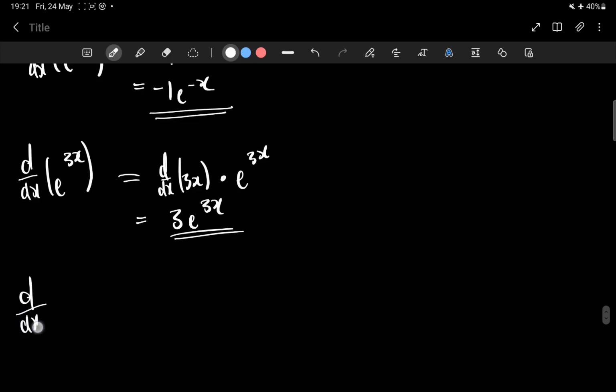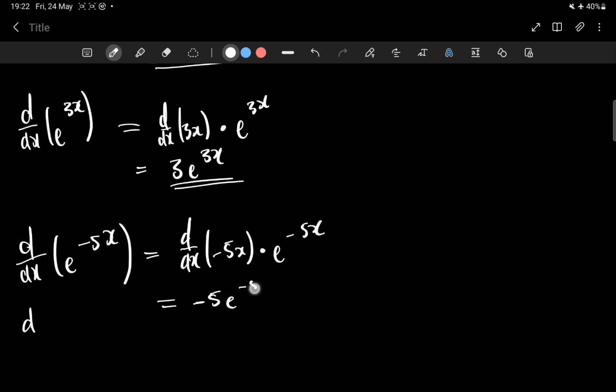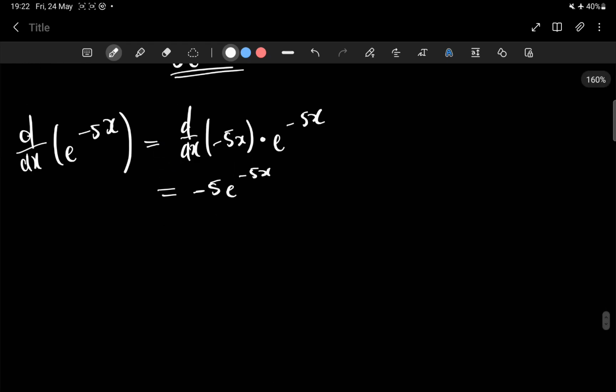Then what about the derivative d dx of e to the negative 5x? This is your f of x, isn't it? You differentiate it. This would be minus 5 e to the minus 5x. That's how you do it. If you wanted to do it in 2 steps, you could say d dx of minus 5x, then multiplying e to the minus 5x. It comes back as it is. The derivative of minus 5x is minus 5, then e to the minus 5x. You can do it in 1 step. It's nicer.